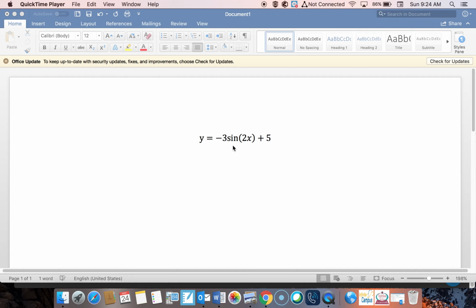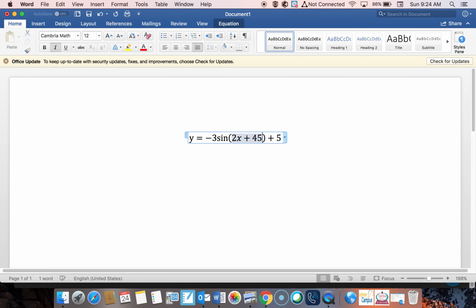When it comes to the period, this out front has nothing to do with the period. This at the end has nothing to do with the period. If I were to add in here a plus 45, that would have nothing to do with the period. The period is 360, and you would do the opposite.